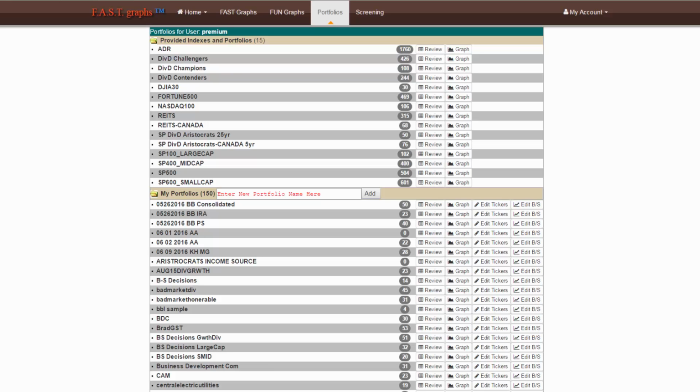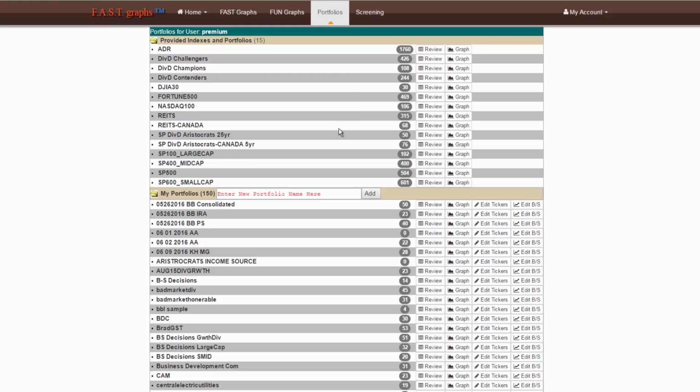One of the most common questions we get from subscribers is how can we utilize FastGraphs to help identify or find attractive looking research candidates or stocks to invest in. The premium version of FastGraphs was designed with just that idea in mind. We offer 15 preloaded portfolios to premium subscribers.